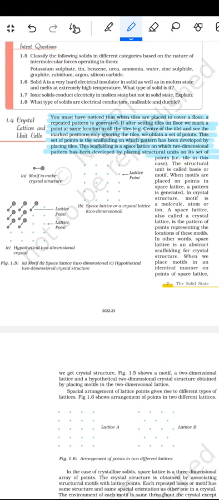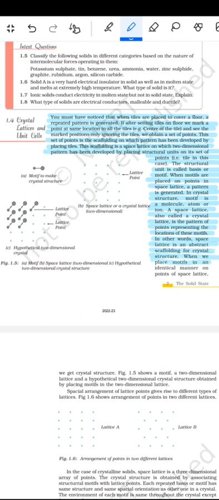That means the tile, in this case, is the structural unit. It is called the basis or the motif. When the motifs are placed on the points in the space lattice, a pattern is generated. In the crystal structure, the motif is a molecule, atom or ion. A space lattice, also called a crystal lattice, is the pattern of points representing the location of these motifs. In other words, a space lattice is an abstract scaffolding for the crystal structure.